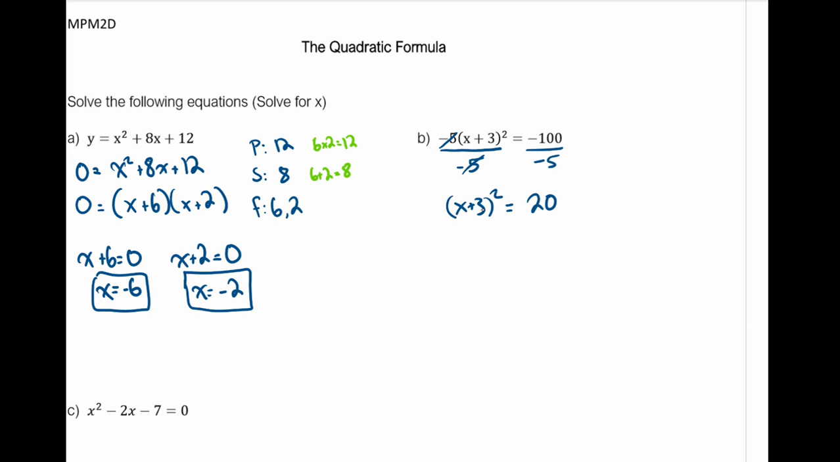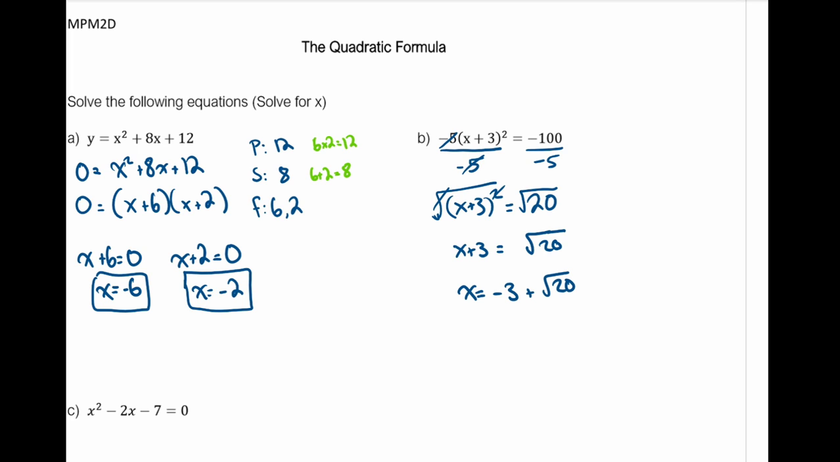Now, if I want to get x by itself, I need to take care of this squared. So how do I get rid of this squared? The way you do that is by square rooting, because square rooting is the opposite of squaring. So when you square root, you basically cancel out the squares, but you have to do it to the other side as well. So here we have x plus 3 equals the square root of 20. Now, to get x by itself, I need to minus 3. So I get x equals minus 3 plus the square root of 20.